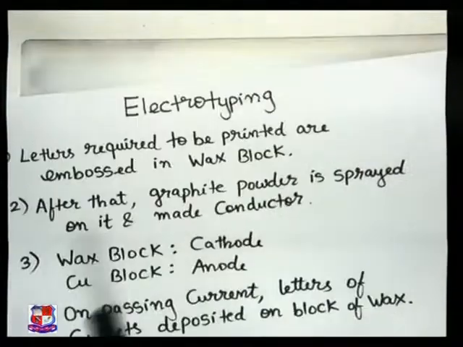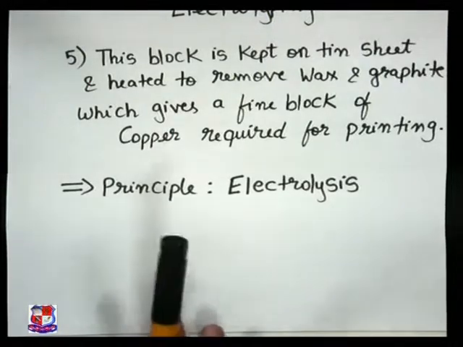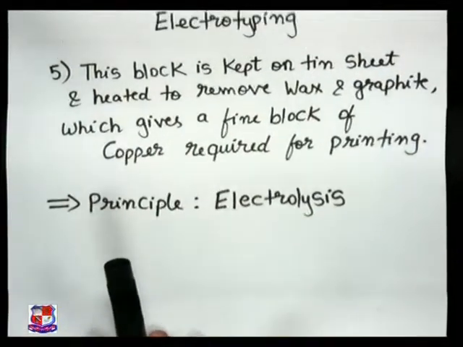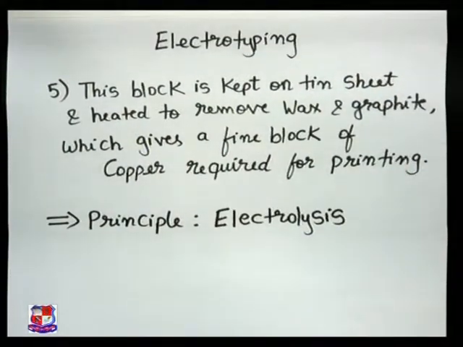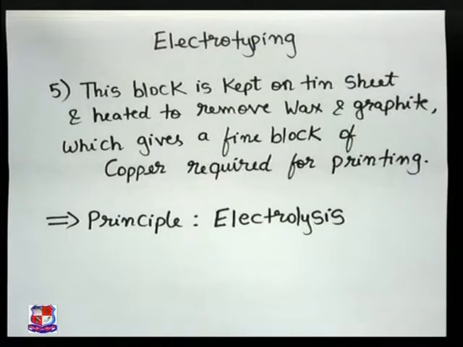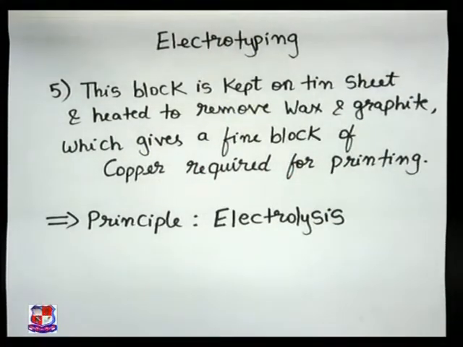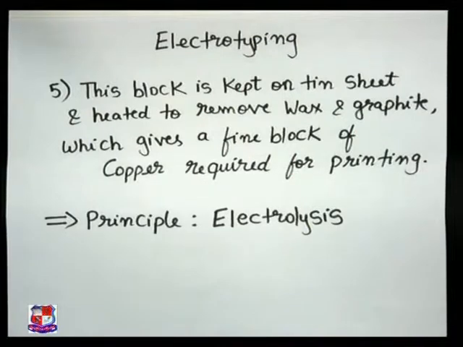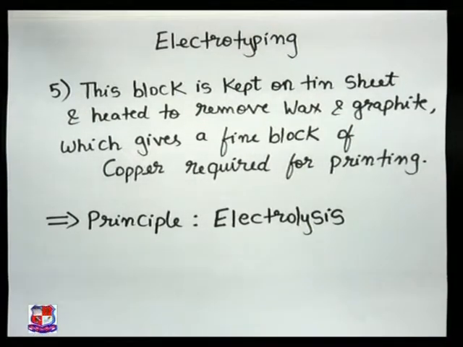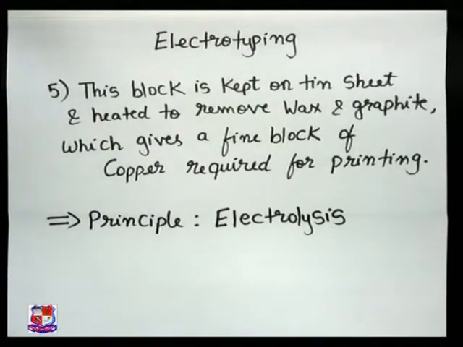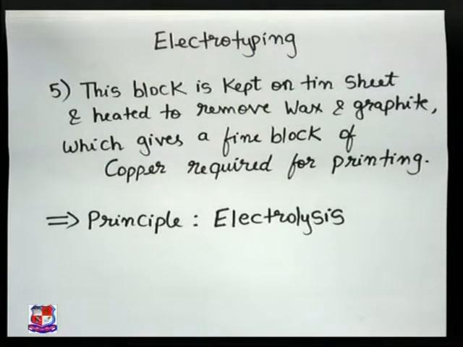Okay, let us try to say what happens in the fifth. If you see here, the fifth point, this block is kept. Okay, this block, which block? That is the block of the wax, is finally capped on the tin sheet and heated to remove wax and graphite, which gives a fine block of copper required for the printing. So finally we get our printing block.